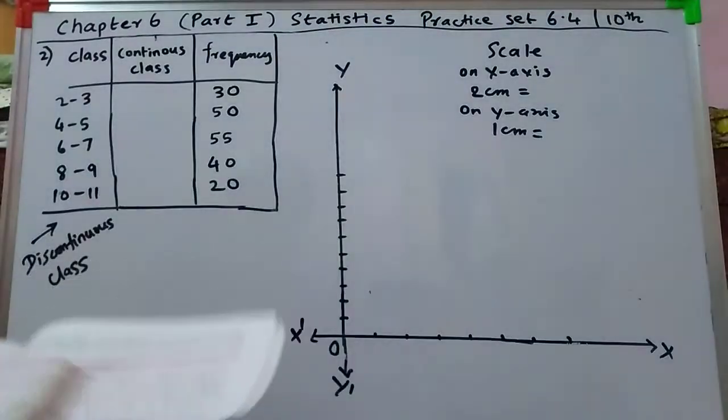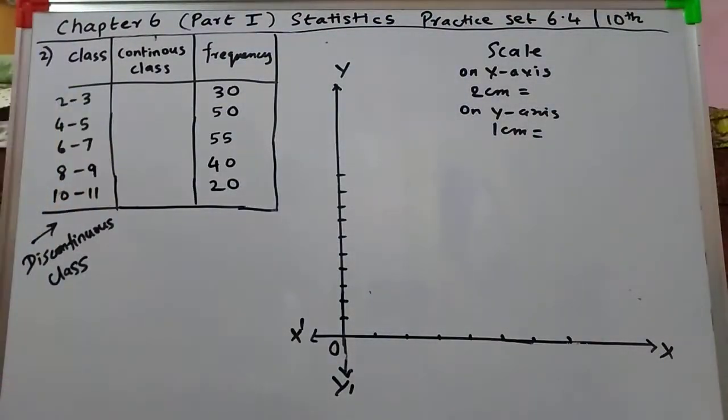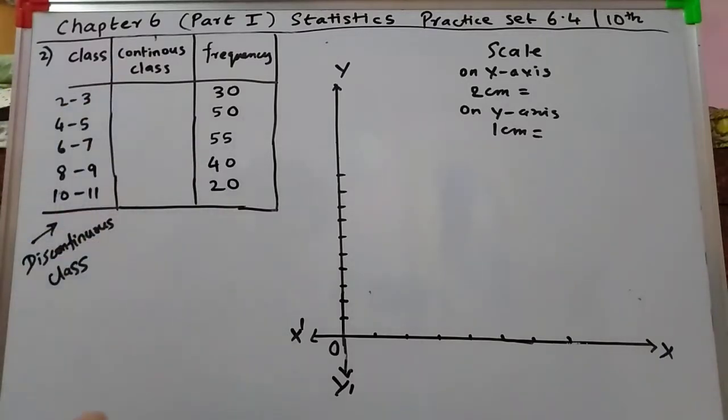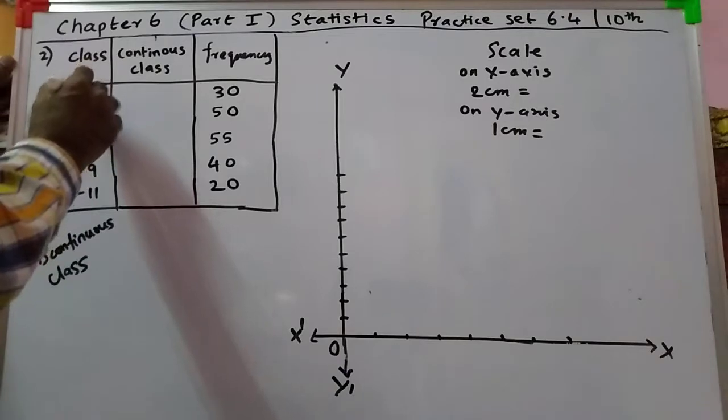In the second problem, the classes are 3, 4, 5, 6, 7, 8, 10, 11. It is discontinuous. We have to make it continuous. Discontinuous means we have to make it a continuous class. Then only we can solve it. So how to make it?